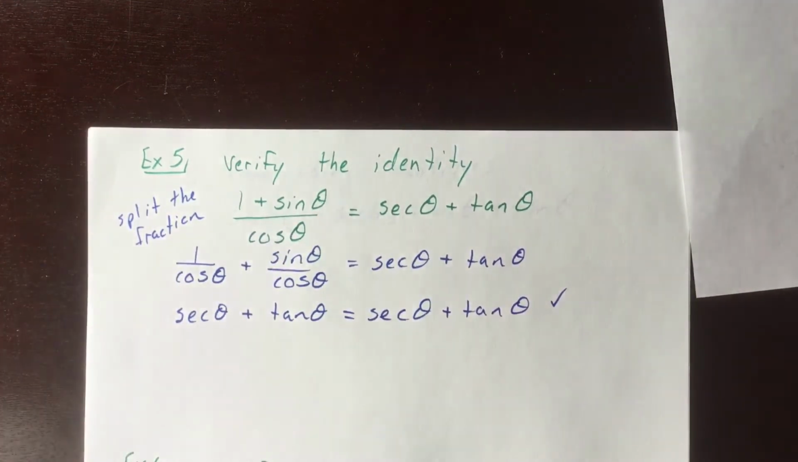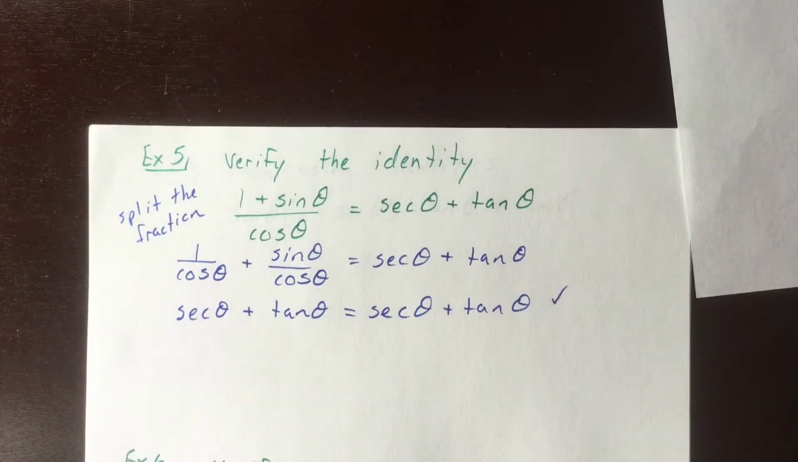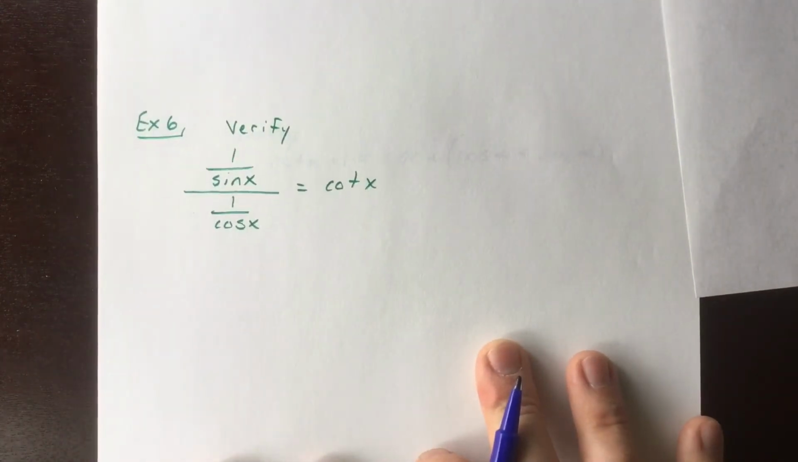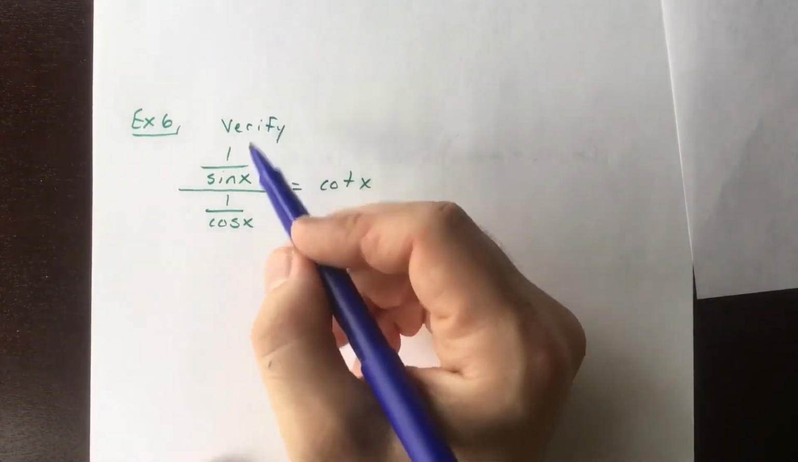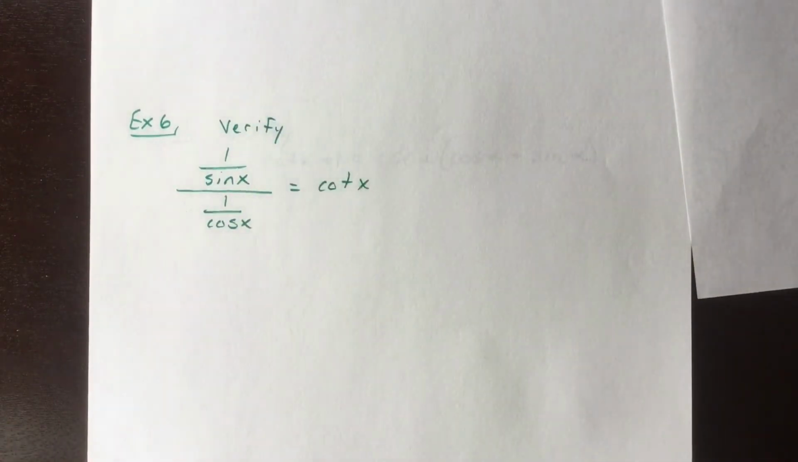So I want to encourage you now, verify this one. This is for you to do: 1 over sine of x divided by 1 over cosine of x equals cotangent of x. So pause the video here and take a try at it.